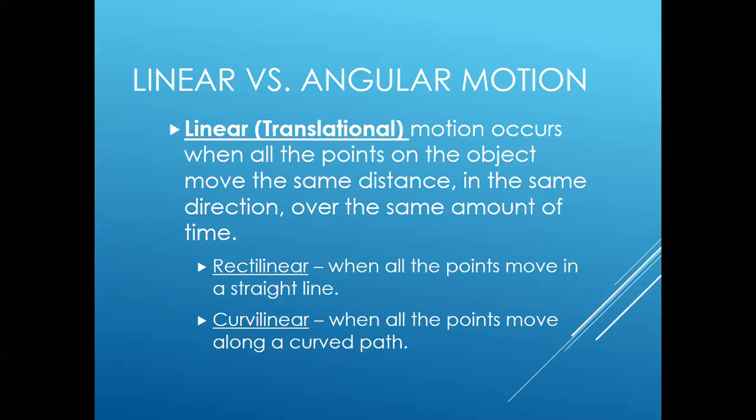Curvilinear means that all the points on the body or object are not changing direction or orientation, and they're all going the same distance, but any point on the object or body, if you follow its path, it's a curved path. So again, if you dive off of a rock or a diving board and you just kind of arch into the water, that would be curvilinear motion.